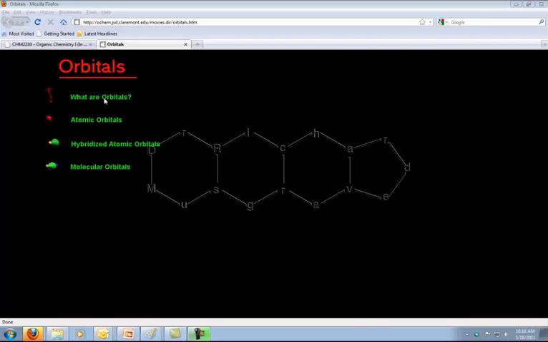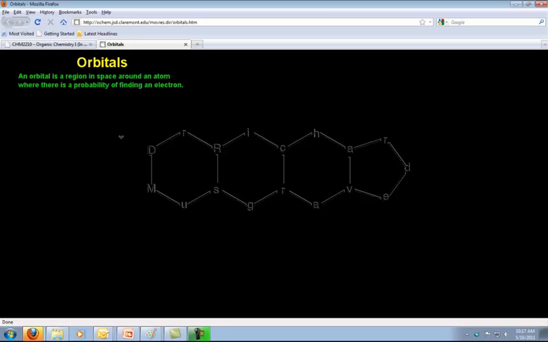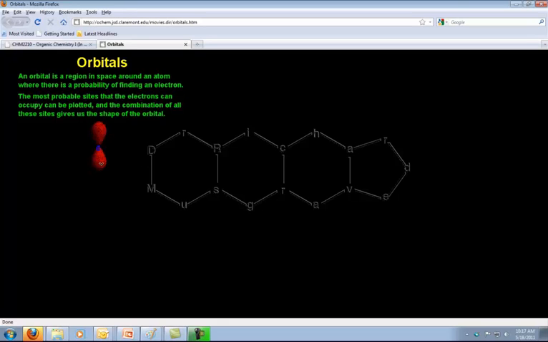This mini lecture is about orbitals. Well, first of all, let's talk about what orbitals actually are. An orbital is really just a region of space where you can expect to find an electron. And this would be a p orbital here, so you'd expect to be able to find the electron in this region.